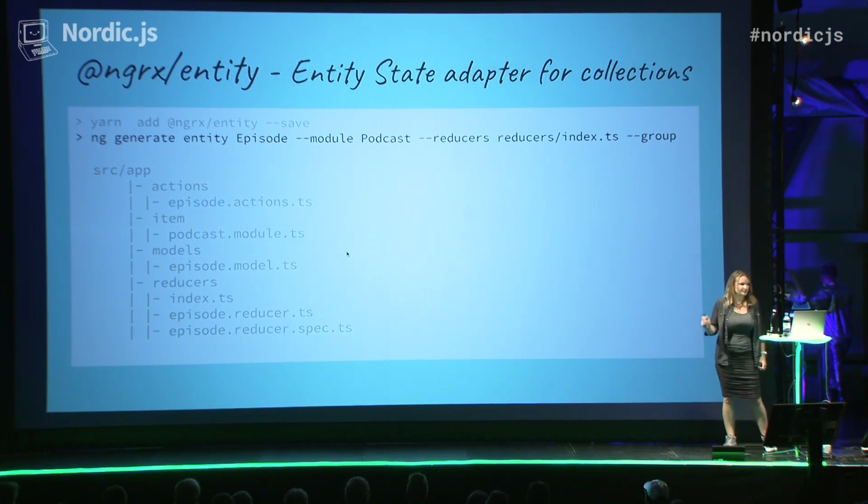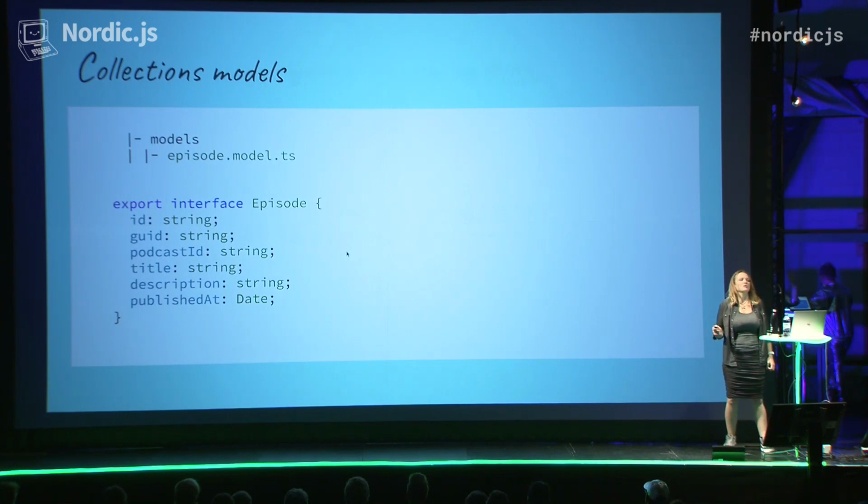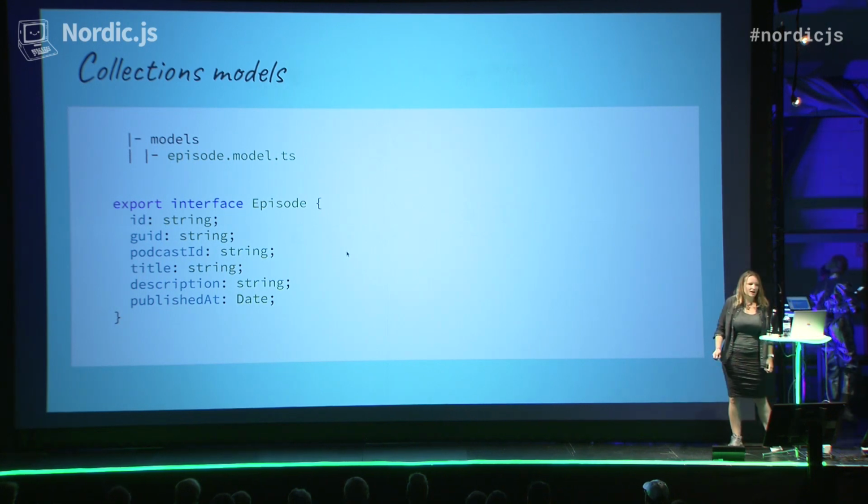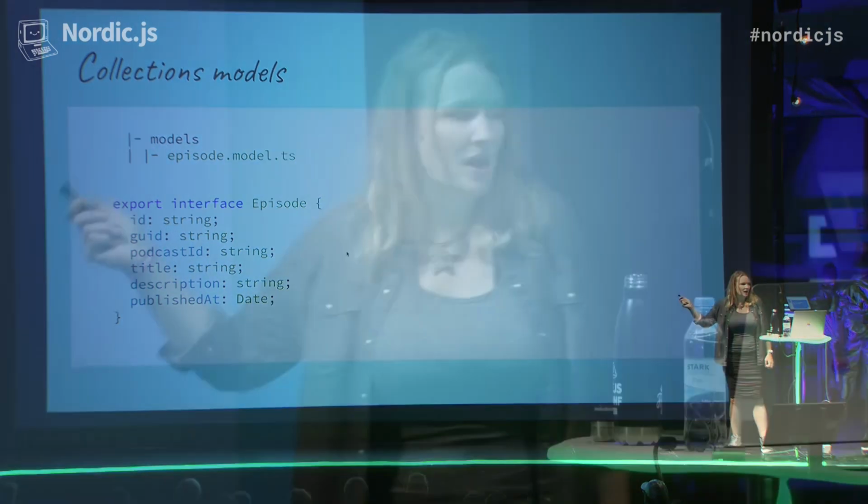In this example, we're going to use it to add an episode collection to our podcast module. The generated episode model will just have an ID property to start, but then we can add other properties to it, such as the GUID, the corresponding podcast ID, a title, text description, and say a date the episode was published, that will all be passed along with the entity in our collection.